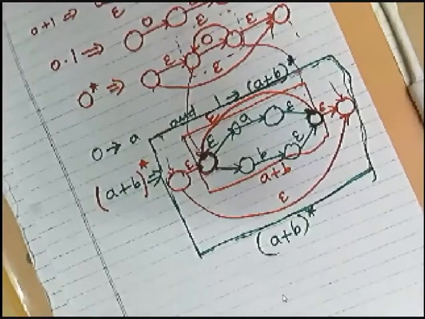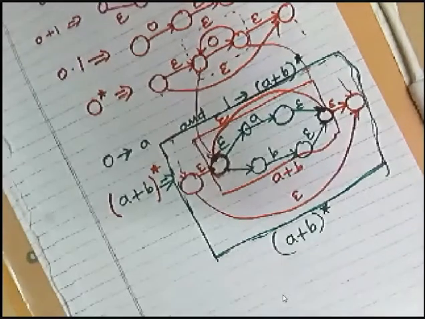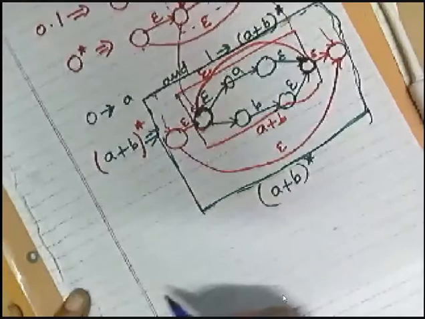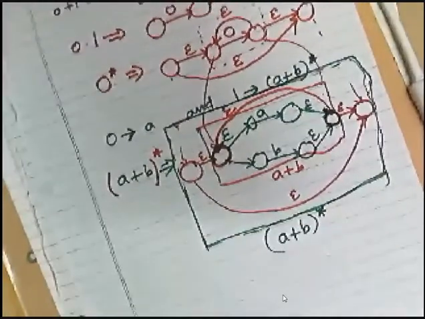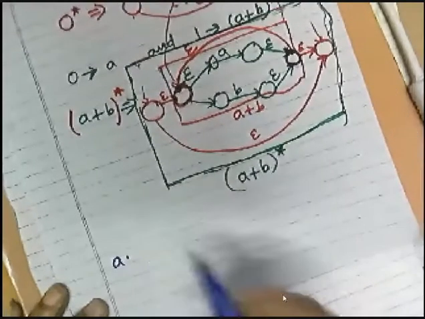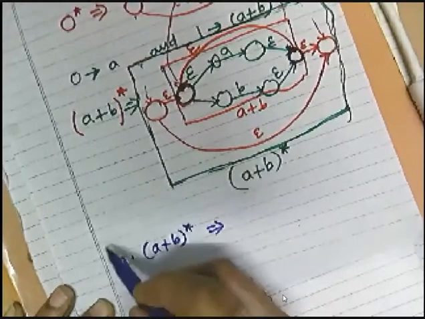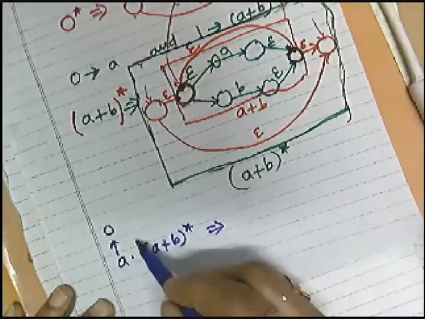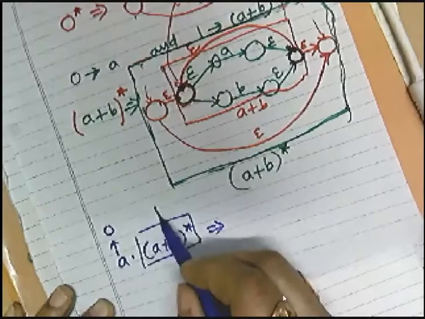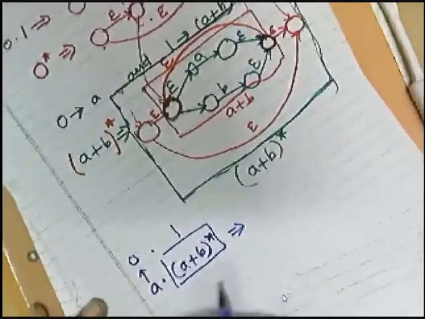Now what do we want? We want the A dot (A plus B whole star). So for A dot (A plus B whole star), how will we represent it? Now this A is acting as 0 and this whole box is acting as 1. So 0.1. So we need to refer to this particular thing. Okay, so for this, how are we representing?